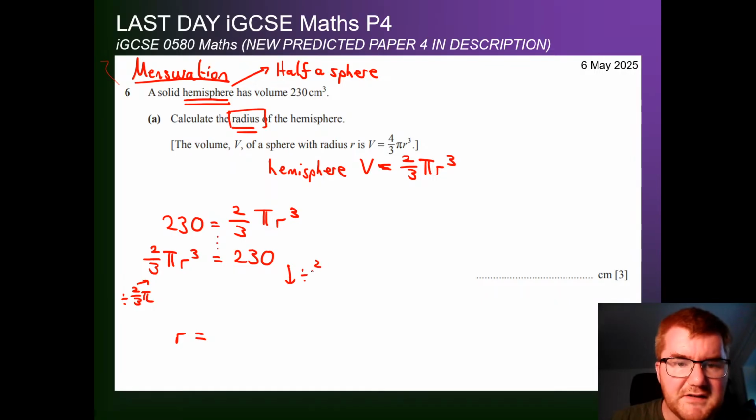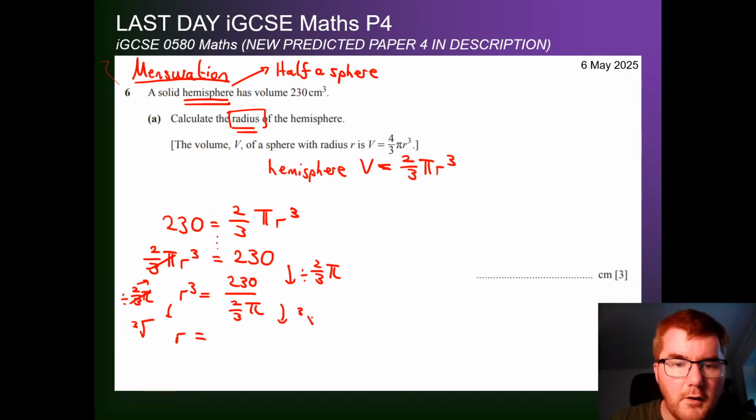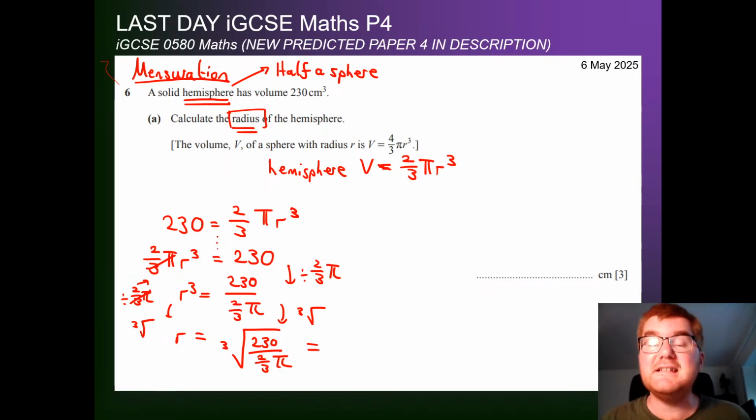If I do this, notice I'm not rushing to my calculator at this point. I cancel here, leaving me just r cubed is equal to 230 over 2/3 pi. And then the opposite of cubing something is the cube root on both sides. And notice I get the cube root of 230 over 2/3 pi. Only at this point would I then rush to my calculator and actually use it to work it out.